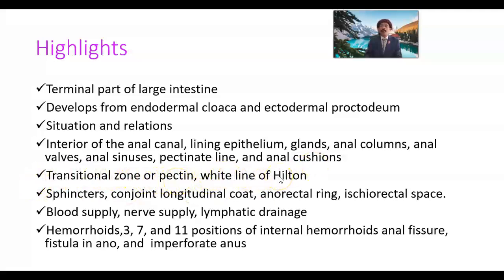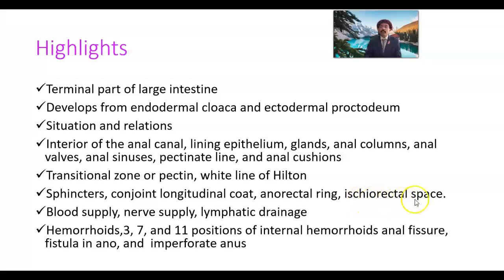Then the white line of Hilton separates the transition zone from the lower part of the anal canal. From this line we get sebaceous glands, eventually sweat glands, and in the lower part also some hair follicles. Sphincters: the external anal sphincter and the internal sphincter. The conjoined longitudinal coat is a continuation of the longitudinal muscle coat of the rectum. The internal sphincter is a continuation of the circular muscle coat of the rectum.